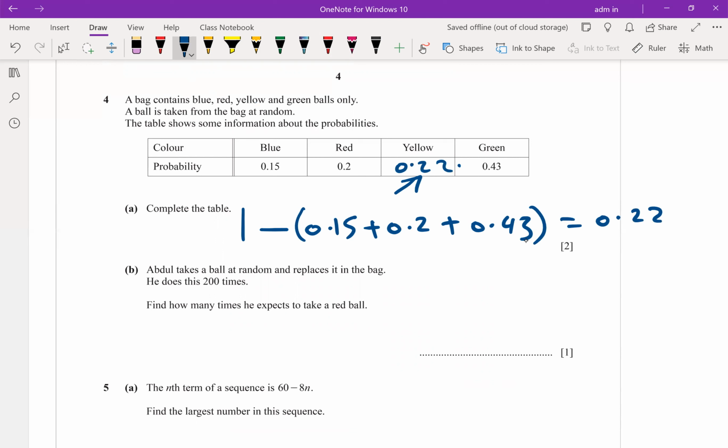0.22. Abdul takes a ball at random and replaces it. He does it 200 times. How to get the expected number? Find the probability multiplied by the number of trials. Trials are 200 times, multiplied by the probability of red. What is the probability of red? Red is 0.2, multiplied by the total number of trials. So what is the answer? 40 times.